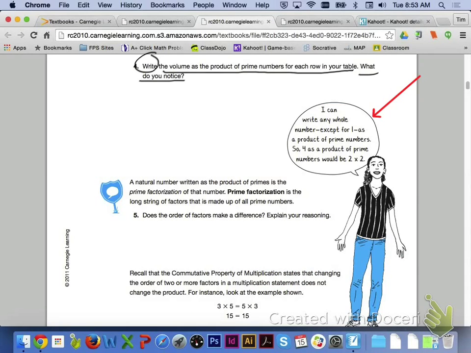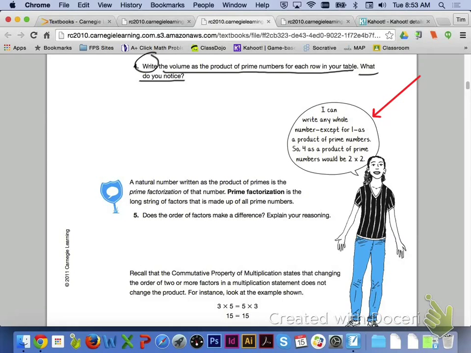Before you answer number 4 with your group members, let's take a look at the word bubble and the crew member helping us out here. It says that you can write any whole number except for 1 as a product of prime numbers. So 4 as a product of prime numbers would be 2 by 2.